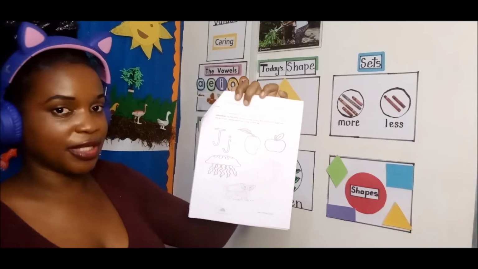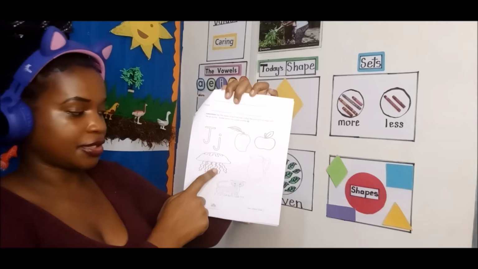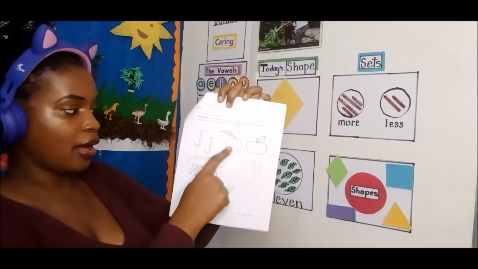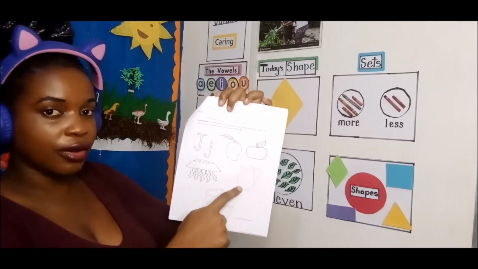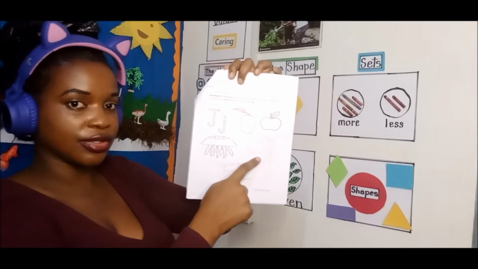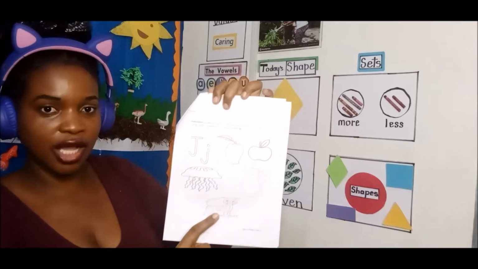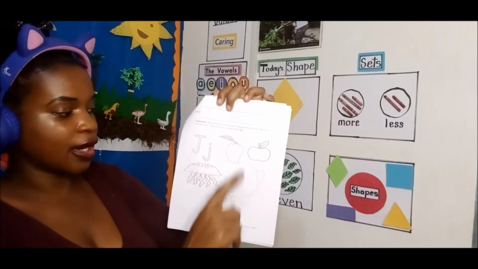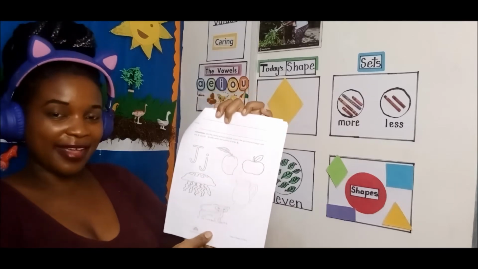Let's say the name of the pictures quickly. Jellyfish, J. Yes, we're hearing the J sound there. So you know what you have to do? You color it. Mango, no. Apple, no J. Jug, J, jug. You see the jug there? So you color that. And at the bottom we have the jaguar. Okay, children? So you have to color the jellyfish, the jaguar, and the jug.